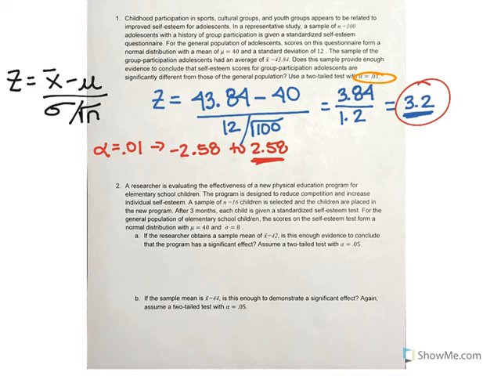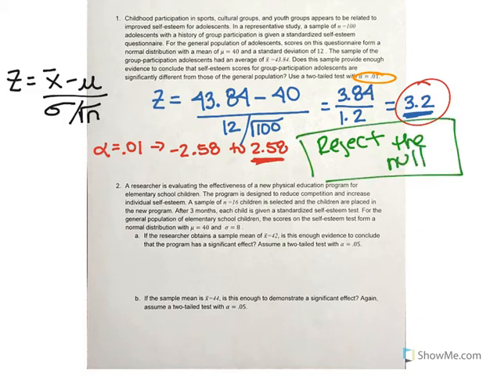So since it's on the outside, the term that we're going to use is that we are rejecting the null hypothesis, okay? We're rejecting the null. So if you wanted to answer the question properly, it says, does this sample provide enough evidence to conclude that self-esteem scores for group participation adolescents are significantly different from those of the general population? And you would say yes.